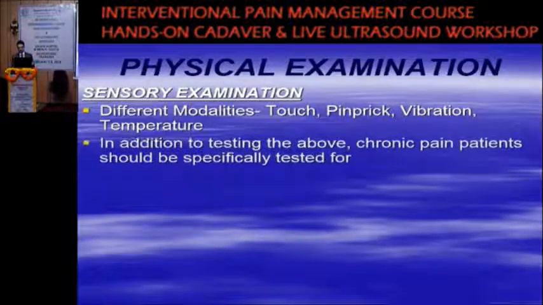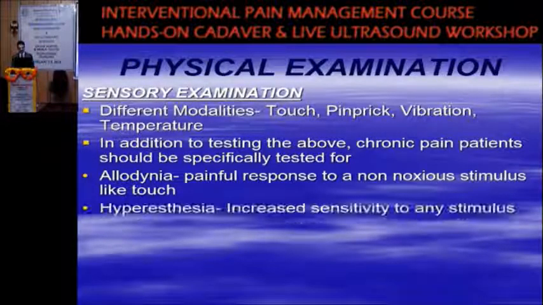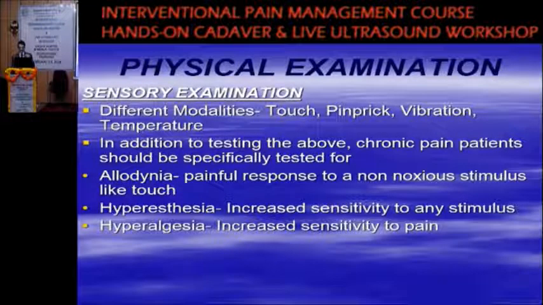Vibration and temperature. And then in addition to this, chronic pain patients should be tested for allodynia, right? Allodynia is a giveaway sign for neuropathic pain. So you need to test for allodynia. Painful response to a non-noxious stimulus like touch is allodynia. Hyperesthesia, increased sensitivity to any stimulus. And hyperalgesia is increased sensitivity to pain. A pain stimulus elicits an exaggerated response, that is hyperalgesia.